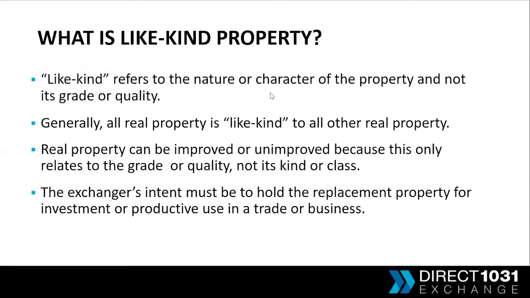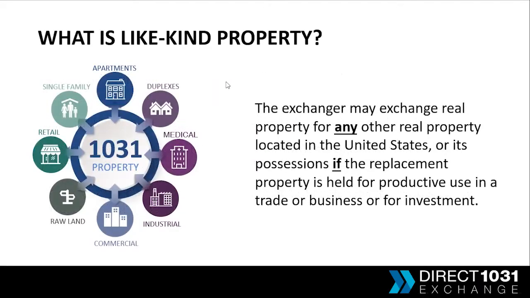What is a like-kind property referred to in a 1031 exchange? It refers to the nature or character of the property, not its grade or quality. Generally, all real property is like-kind to all other real property. Real property can be improved or unimproved because this only relates to the grade or the quality, not its kind or class. The exchanger's intent must be to hold the replacement property for investment or productive use in trade or business. Again, not for personal use. So it's a pretty broad and open understanding of what like-kind property is.